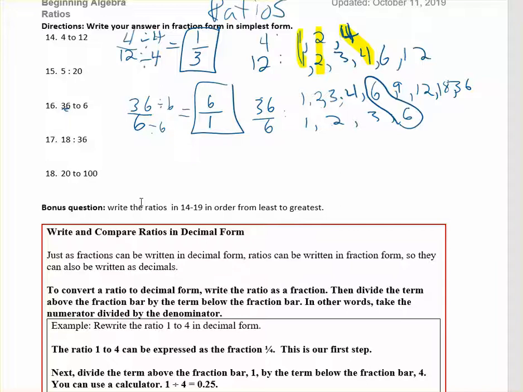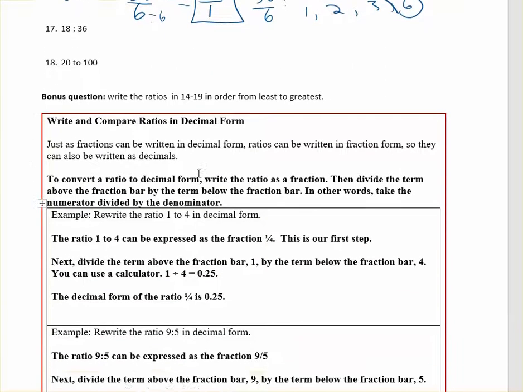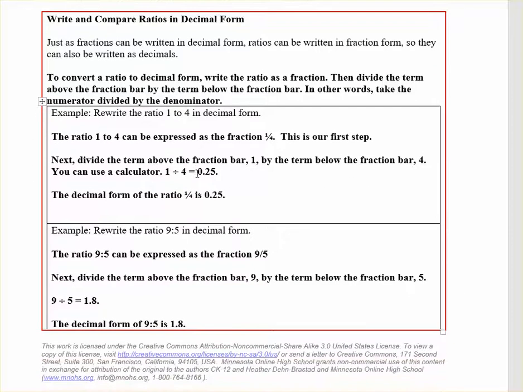And then a bonus question for 14 through 19, write these ratios in order from least to greatest. So that will be interesting to see if you can do that. You don't have to do that question. Bonus questions don't have to be completed.